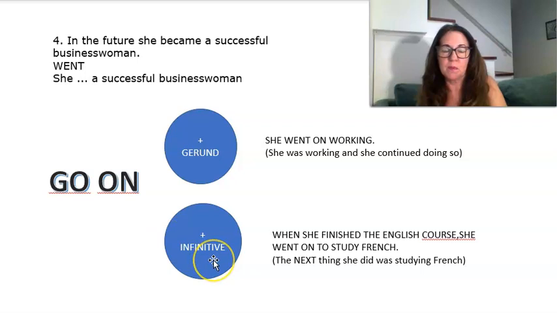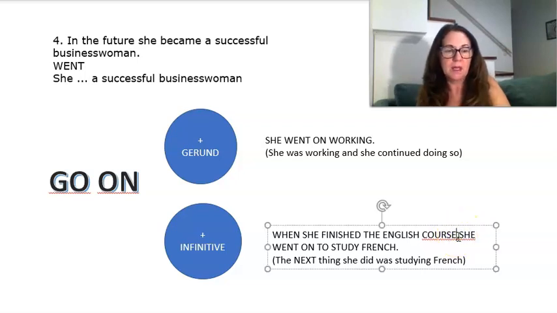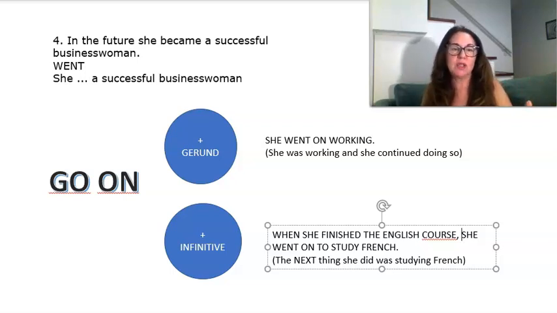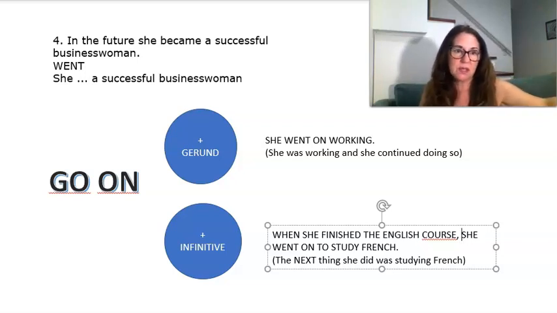You see here, it says, when she finished the English course, she went on to study French. So she was studying English, right? And then she finished. And the next thing she did was studying French. So she went on to do something different.